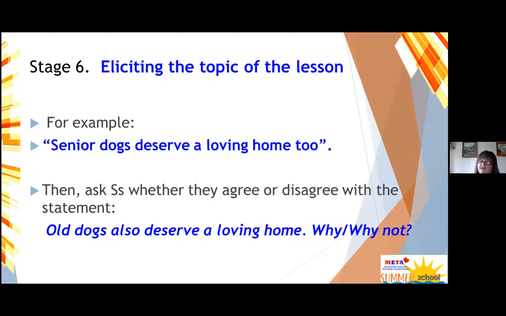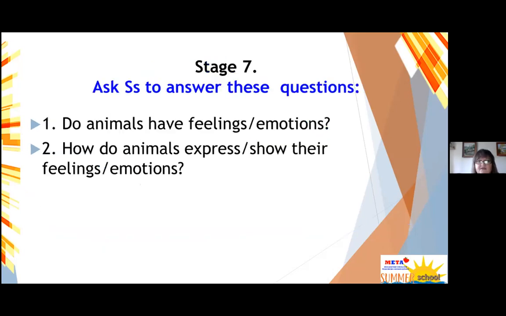Or on the contrary, if we teach and we manage to prove to our students that old dogs are also creatures which deserve empathy, then I think that we will manage to bring up excellent people in the future. Now, such a question: do animals have feelings and emotions? And if yes, how do they express them? So I want your opinion. I want your points of view, people.